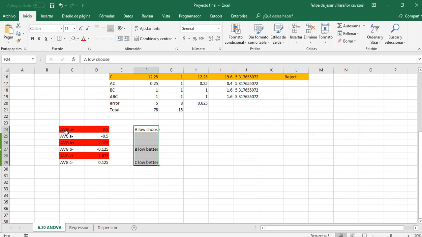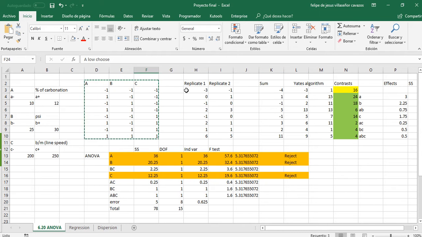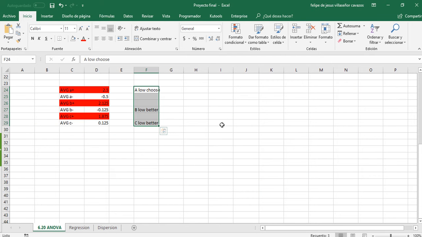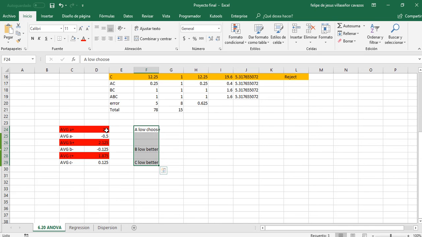Now we do the average of every single one: A high, A low, B high, B low, C high, C low. And because these data are variances, the closer to zero, the better, because of less variance. So in this one, the closer to zero is A low, so we choose A low. This one we choose B low, and in C we also choose C low.